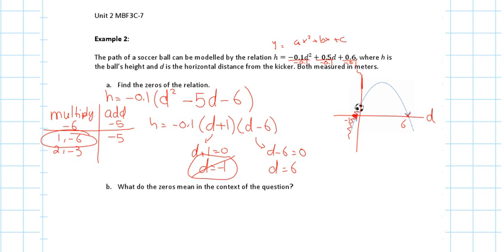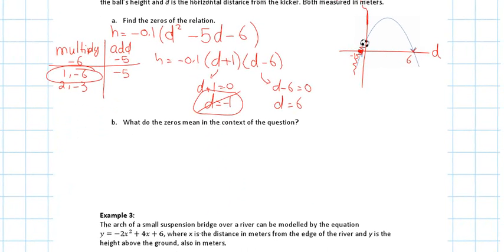So what the zeros represent or mean in the context of this question is when the ball hit the ground, which is 6 meters away from that player.